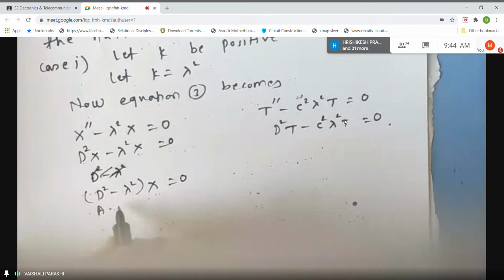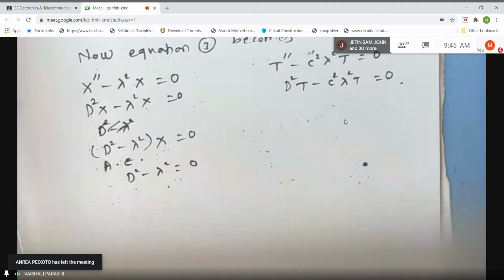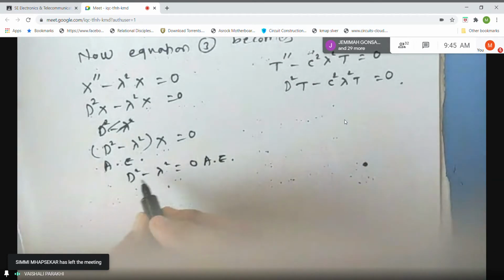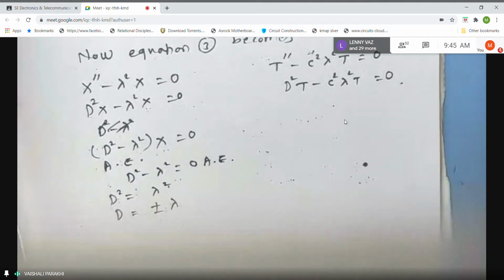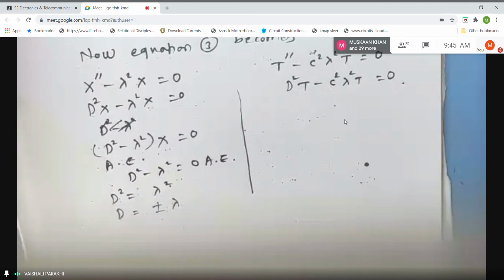What is the auxiliary equation, students? It is D square minus lambda square is equal to 0, isn't it? Auxiliary equation means the coefficient of x. So your D square will be equal to lambda square, right? So what is D here? Plus or minus lambda? Okay? You remember this, students? Will you find for this now? Similarly, see what is the auxiliary equation and what are the roots of this?